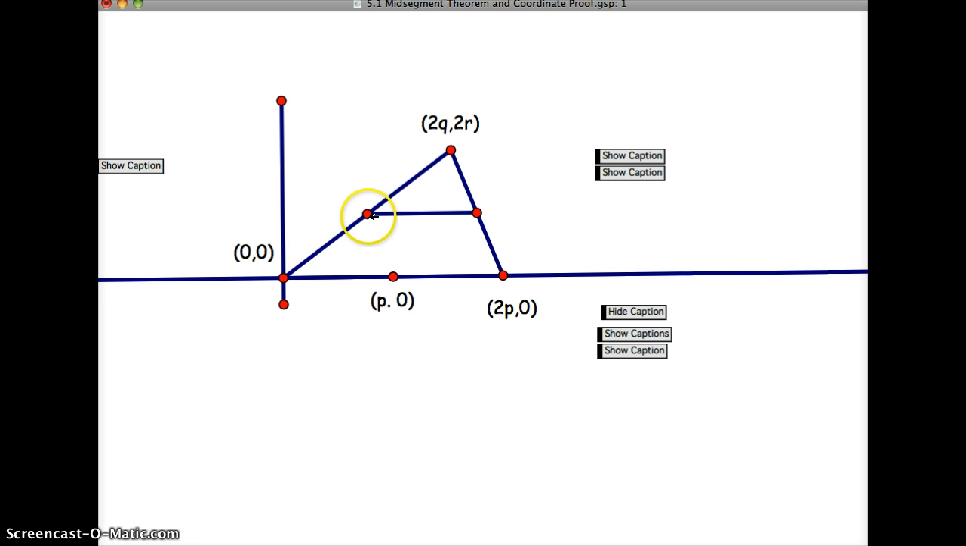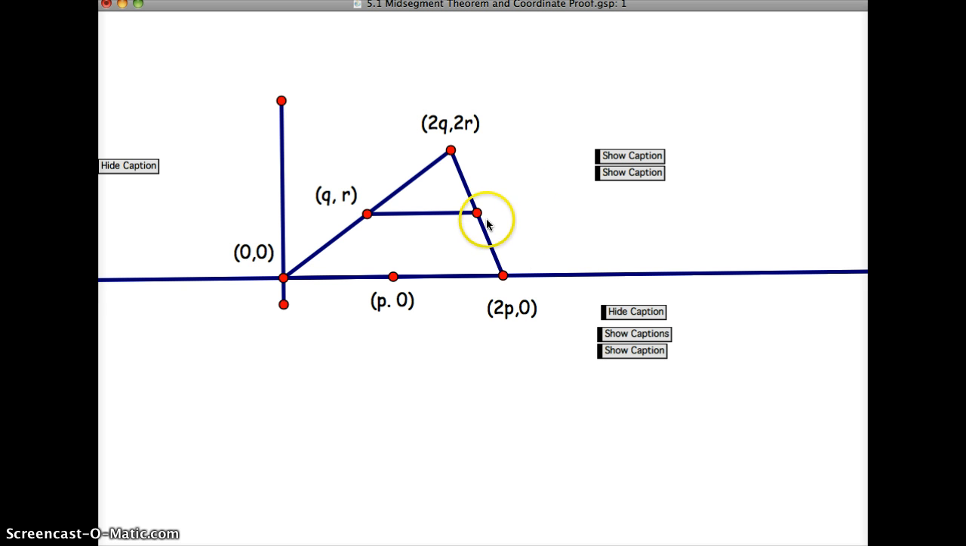So if I want to find out what the midpoint of this one is, I would do 2q plus 0 divided by 2, which is going to give me q. 2r plus 0 divided by 2, which is going to give me r. So I have (q, r). So that's pretty simple. The midpoint of this segment is (q, r). And again, this is a coordinate proof. That's why we're not using numbers, okay? Because I can put in any number for those later on.